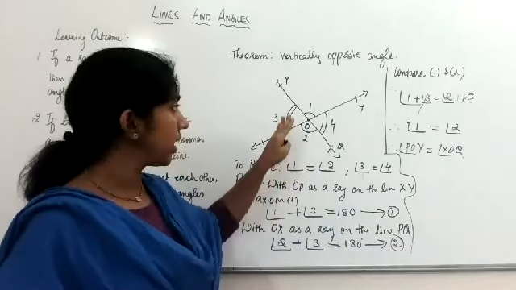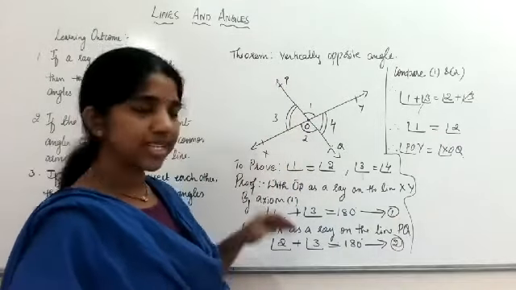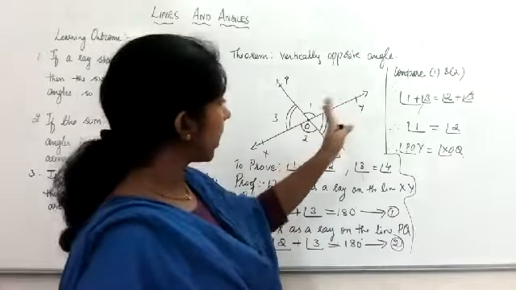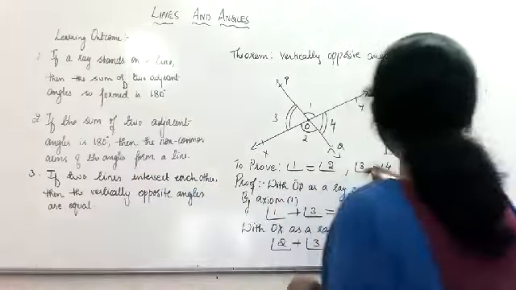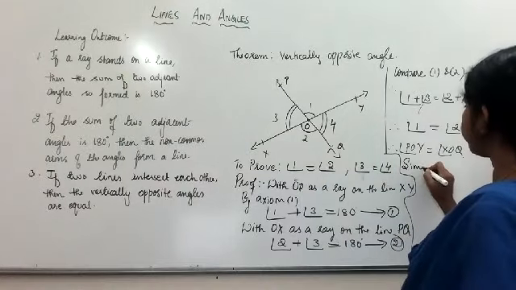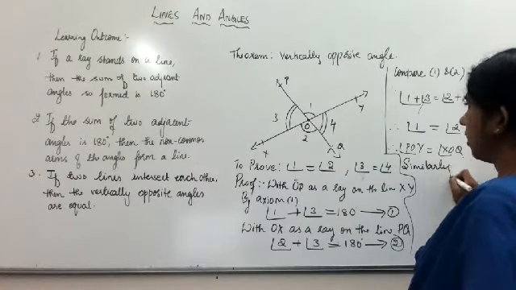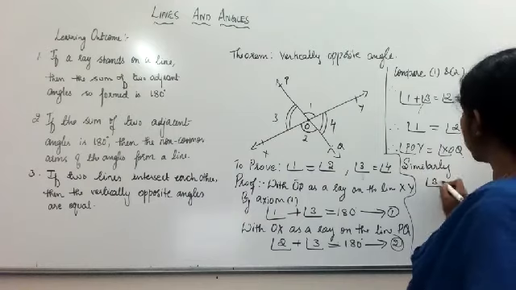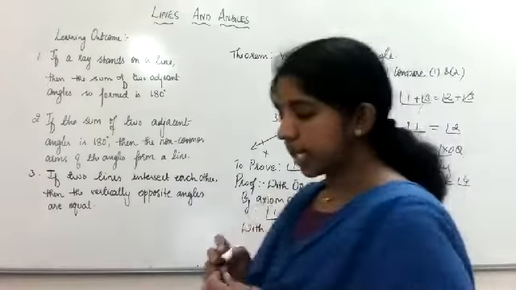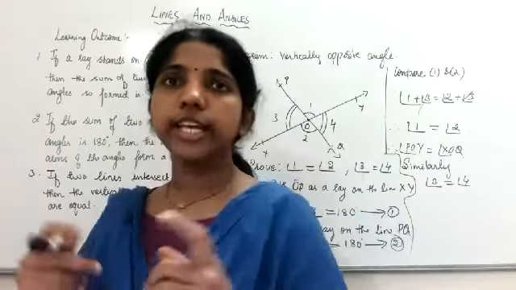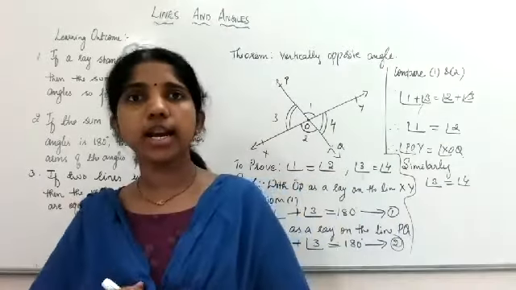So we have taken OP and OX as a ray. Next, you can take OY and OQ as a ray, and similarly we can obtain that angle 3 is equal to angle 4. Which proves that if two lines intersect each other, then their vertically opposite angles are equal.